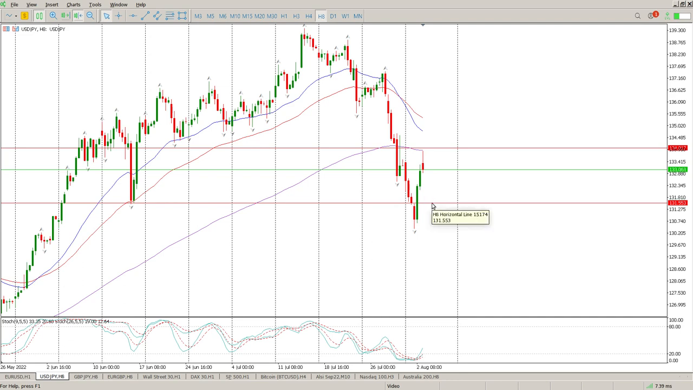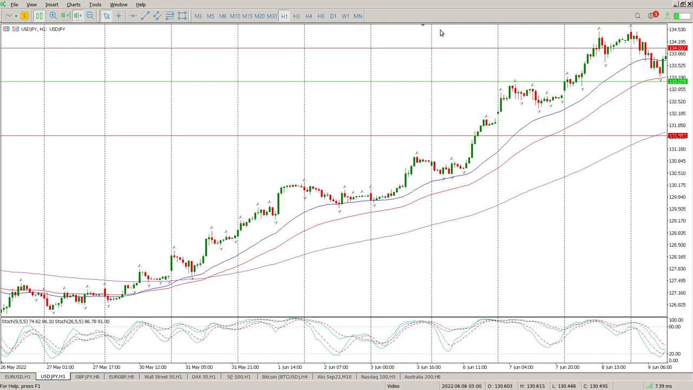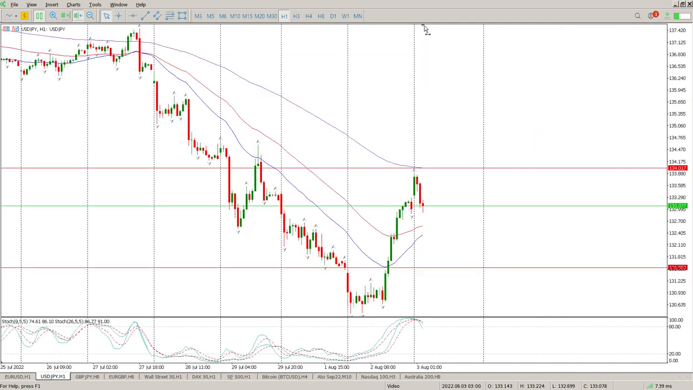This is the closest support, 131.553. And if you start forming a higher low there, then you've got a potential for another move up. But crossover below the 155 looking like a rejection. So depending where the 8th hour finishes, that could be a reversal pattern forming.